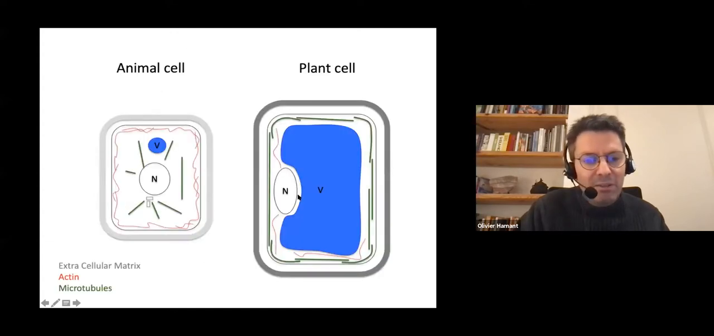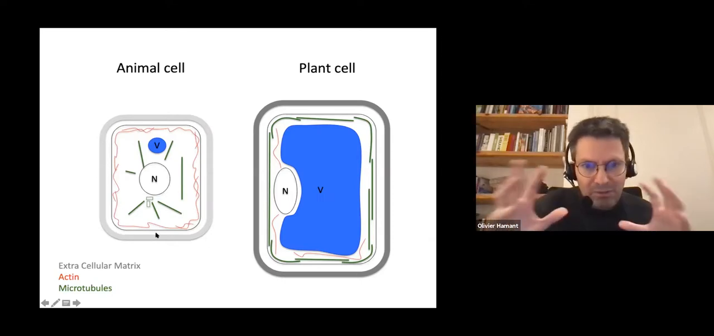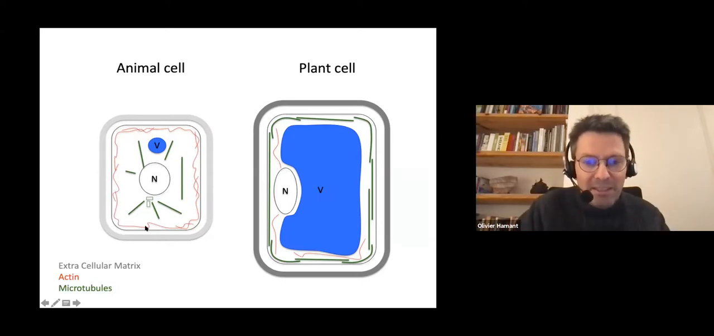And so here I need to say something about plant cells that is a bit unique to plant cells. So this is a rough comparison between an animal cell and a plant cell. And here what I'm interested in is the cortical cytoskeleton. So in animal cells, usually you have a tough cortex of actomyosin. So this is the red lines here. Whereas in plants, the cortex is populated by microtubules, cortical microtubules. So right below the plasma membrane, there's a lot of microtubules.